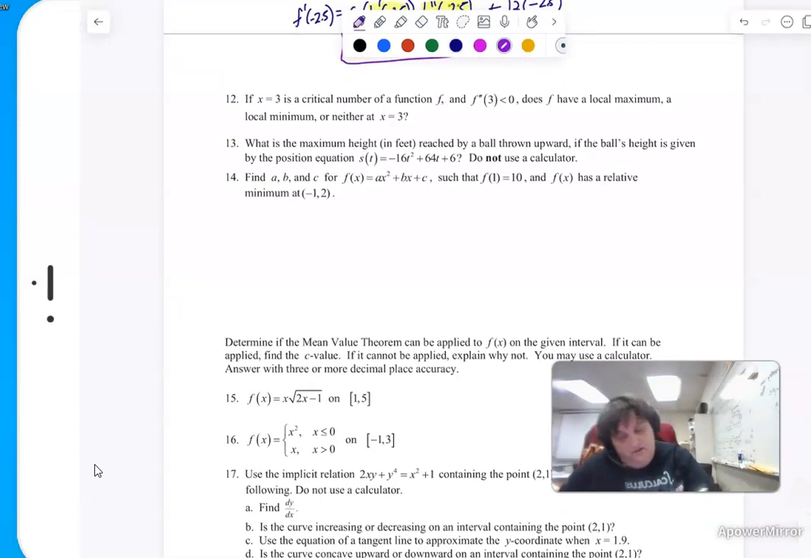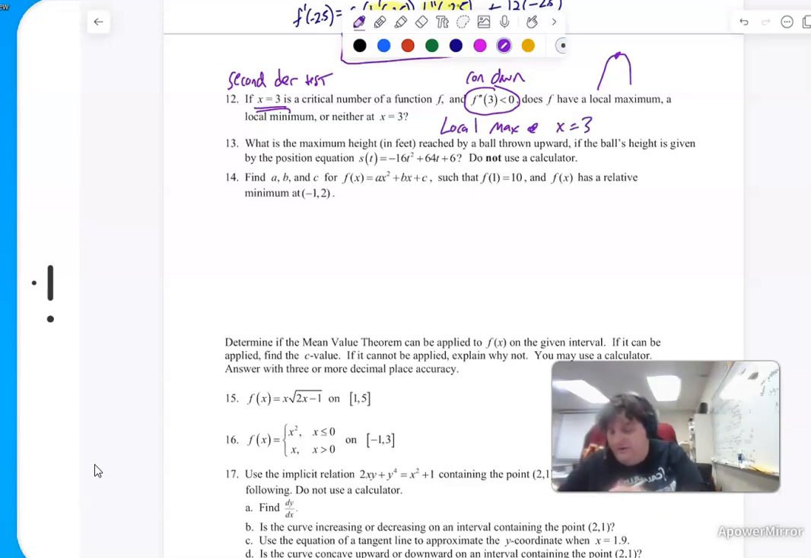Number 12 is the second derivative test for critical numbers. X equals 3 is a critical number, but the second derivative is less than 0. That means it's concave down. So it's a critical number, but it's concave down. Does it have a local max, min, or neither? This has a local max at x equals 3 by the second derivative test.